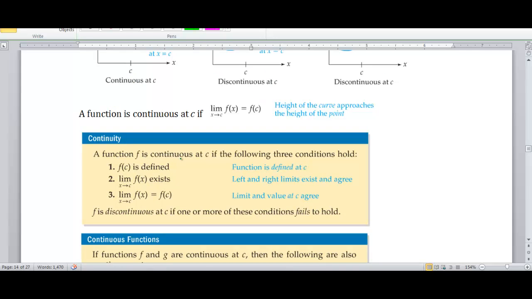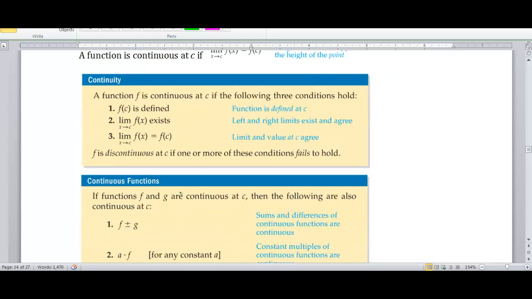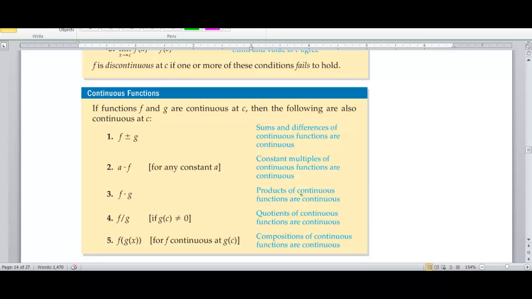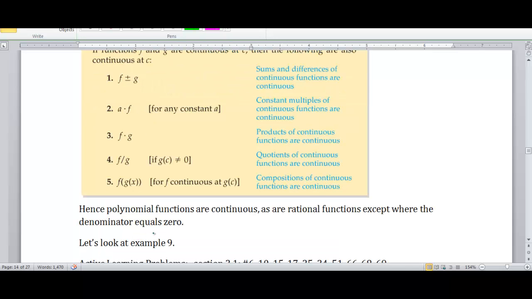So a function is continuous if f of c is defined, if the left and right limits exist, and if the value is what you get when you plug c into the function. And sums and differences of continuous functions are continuous. Constant multiples are continuous. Products, quotients, and compositions are continuous. Polynomial functions are continuous.